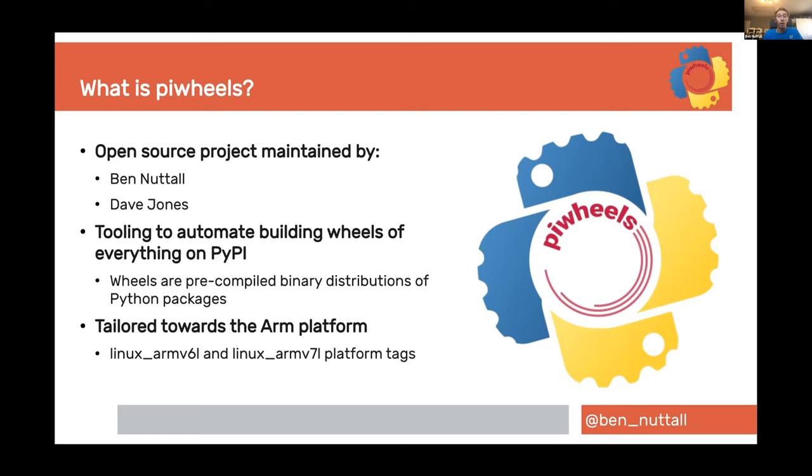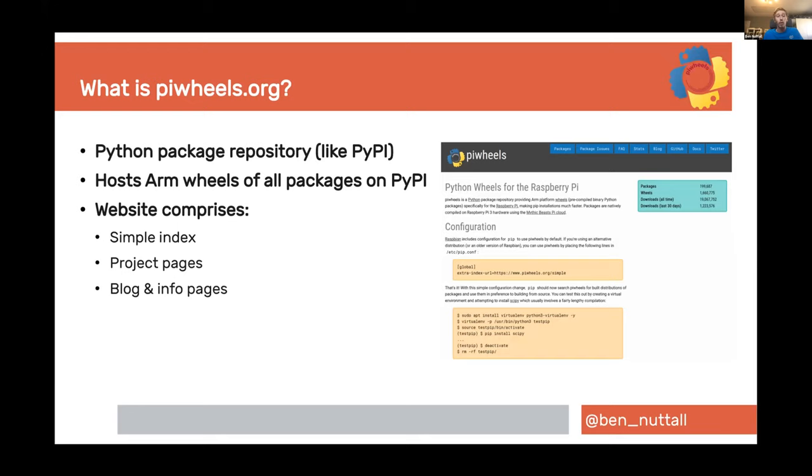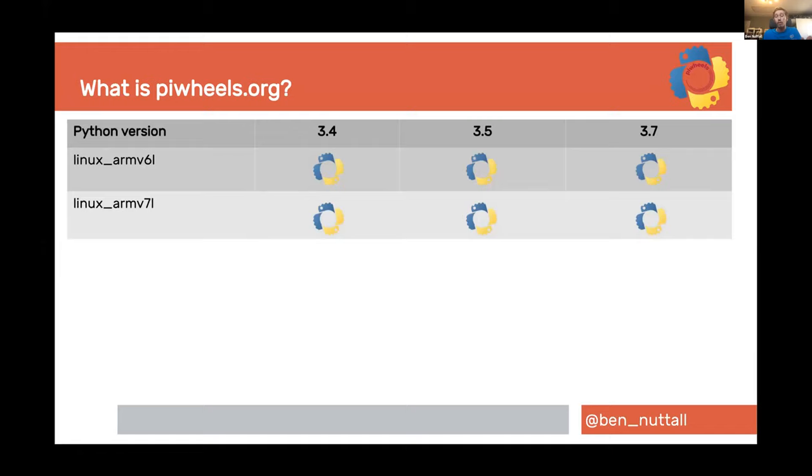PyWheels.org is the website of the repository itself, so it's a Python package repository just like PyPI. It hosts ARM wheels of all the packages on PyPI. The website comprises the simple index, which is what pip uses, project pages, so you can browse the website and look at which packages are available, and then there's a blog and various other information pages. This is compared to the table we looked at earlier, this is what we provide for every package.